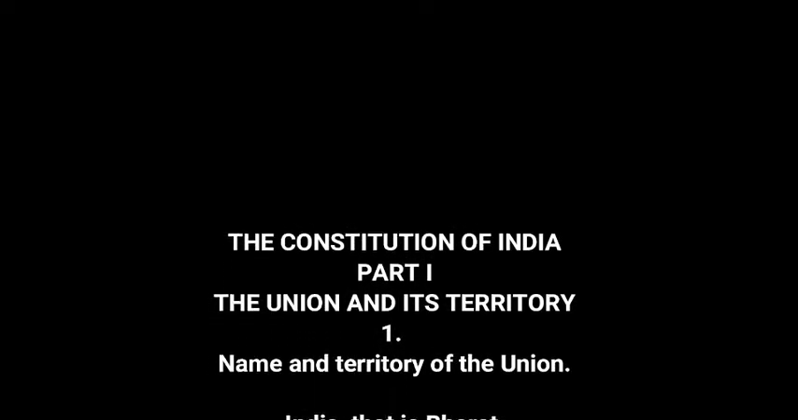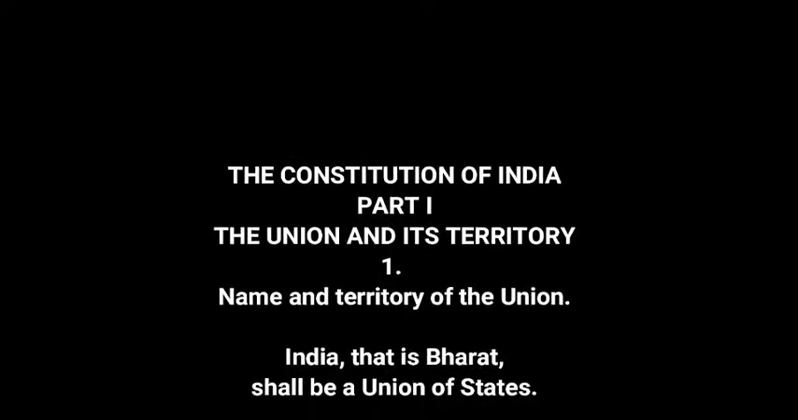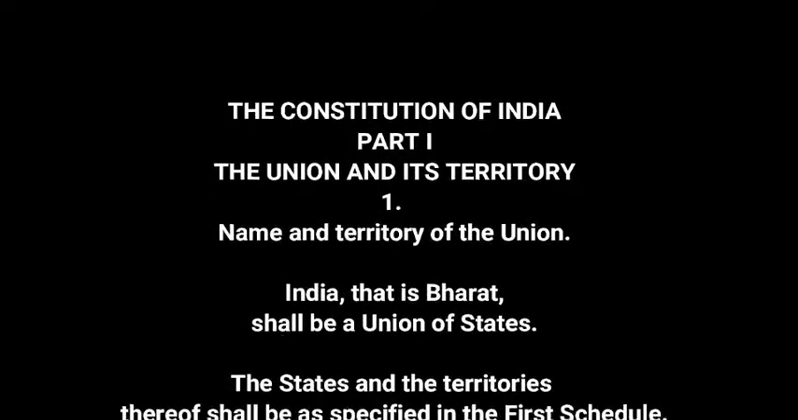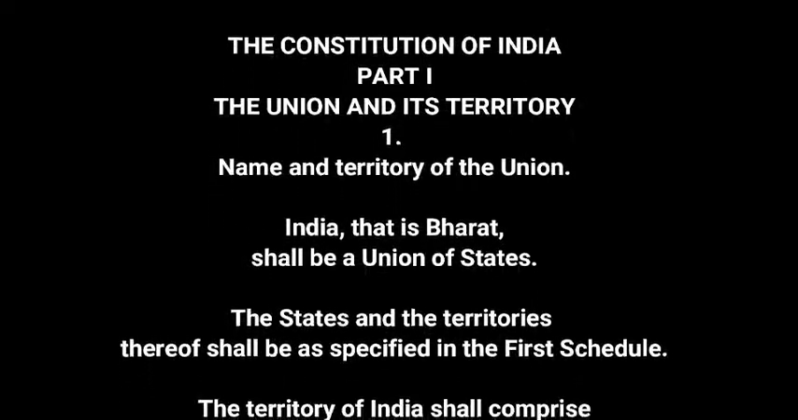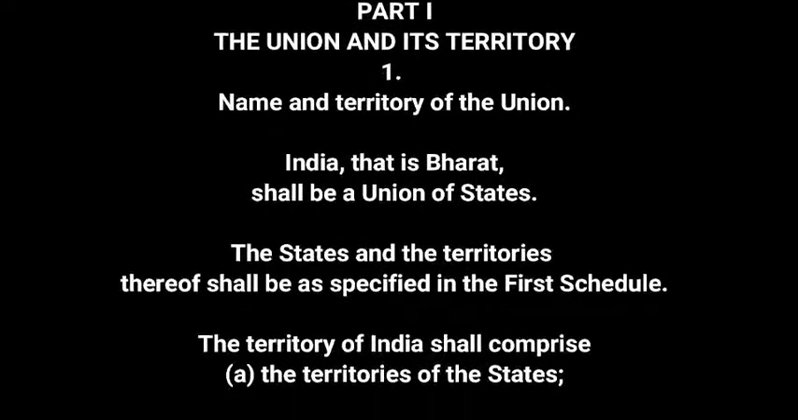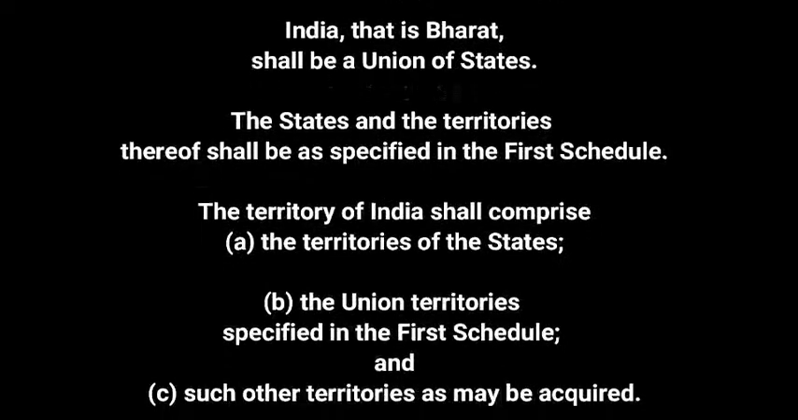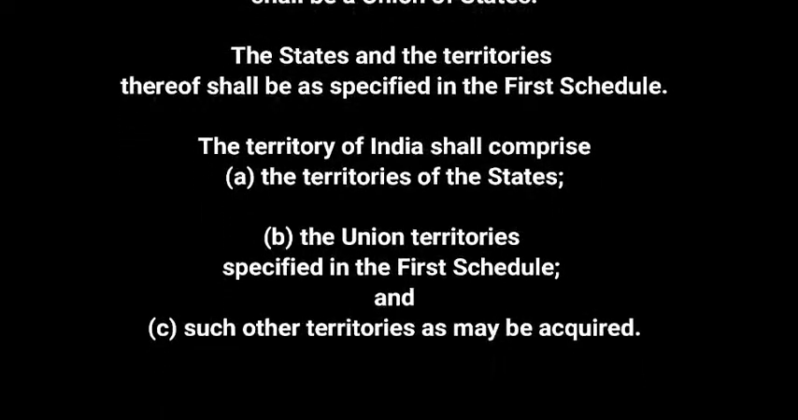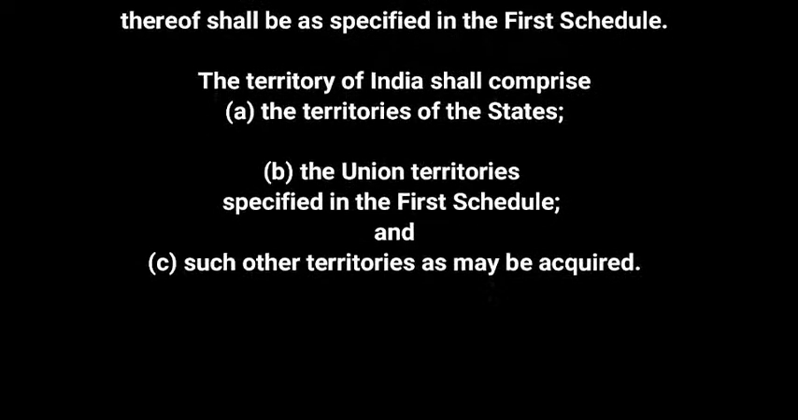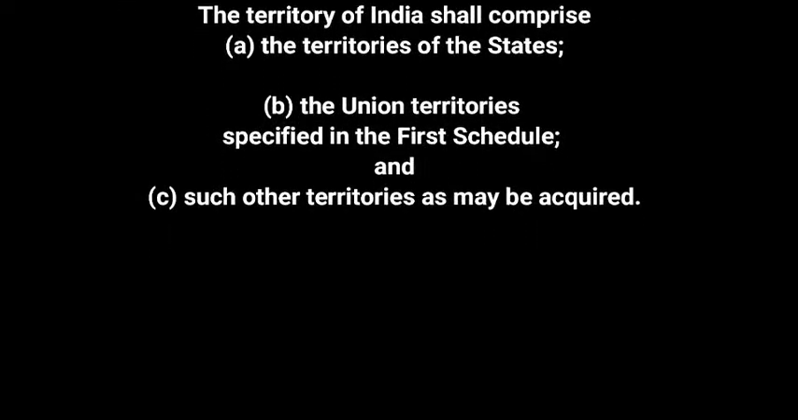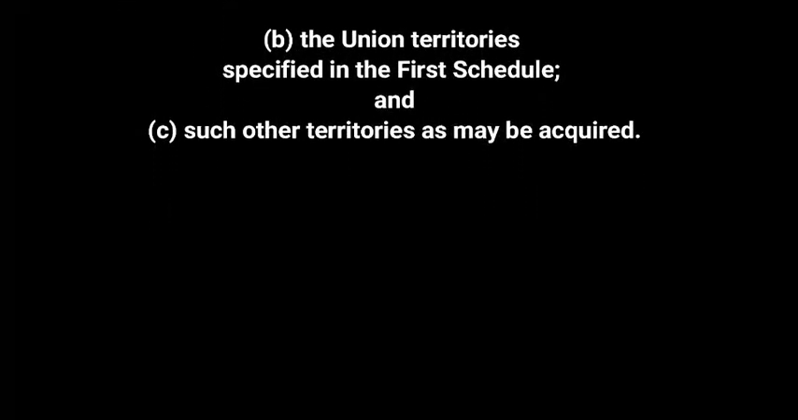Constitution of India. Part 1. The Union and its territory. Article 1. Name and territory of the Union. India, that is Bharat, shall be a union of states. The states and the territories thereof shall be as specified in the first schedule. The territory of India shall comprise the territories of the states, the union territories specified in the first schedule, and such other territories as may be acquired.